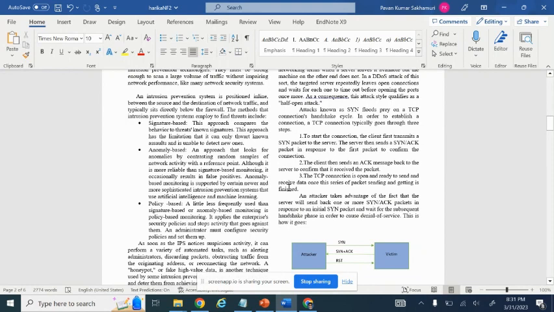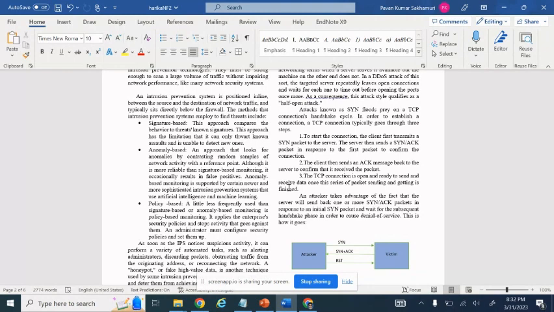including signature-based detection, anomaly-based detection, and protocol analysis. Signature-based detection involves comparing network traffic against a database of known attack signatures, while anomaly-based detection looks for traffic patterns that deviate from normal behavior. Protocol analysis involves examining network traffic to ensure it conforms to the expected protocols and standards.